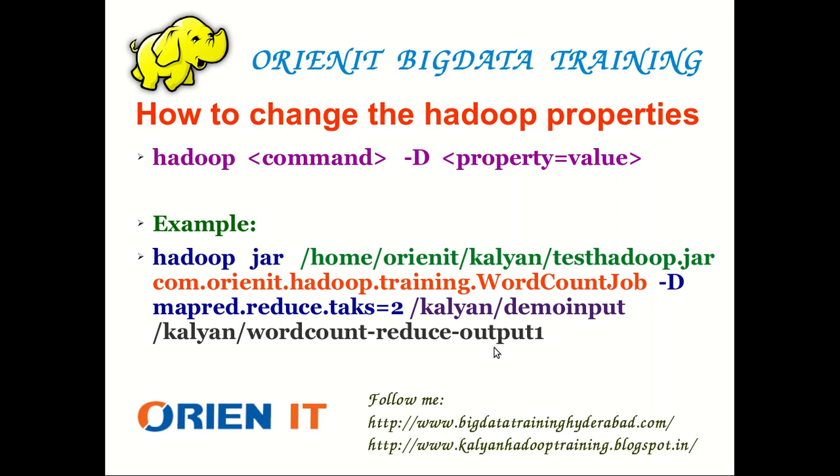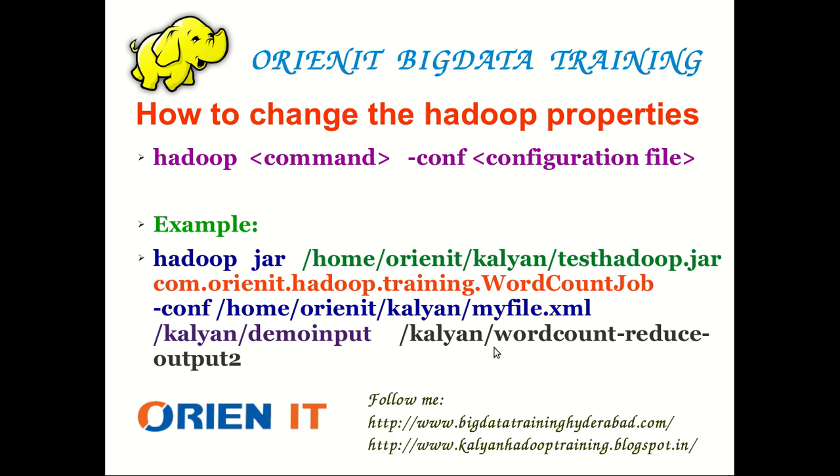This is one option. The second option, if you want to set multiple properties at a time, is the -conf option with a configuration file. After your hadoop jar command, the path of the jar and your main class, you give -conf, the configuration file where you have placed it, then your input and output. These are the two main options supported for dynamically updating the properties from the command line. Let me execute all these one by one.